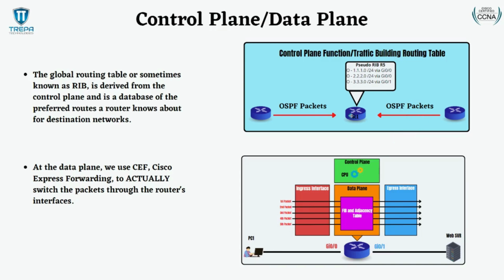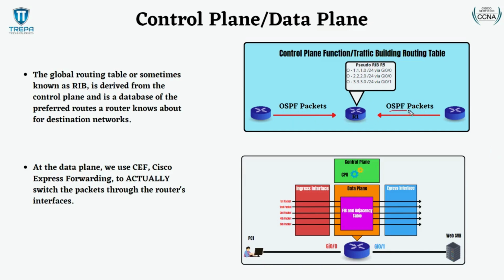So before we dive into routing protocols, let's go over the control plane and data plane functions of a router. We already know about the global routing table, sometimes known as the RIB, router information base, or the forwarding database. This is derived from the control plane and is essentially just a database of preferred routes a router knows about for destination networks.